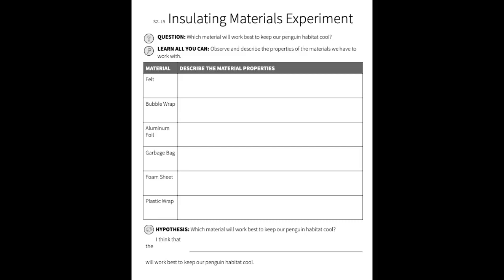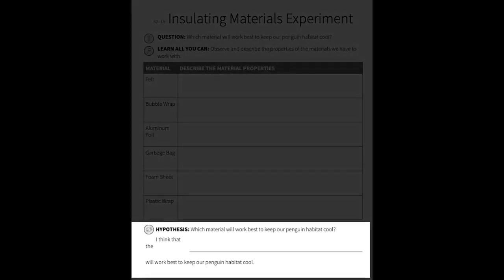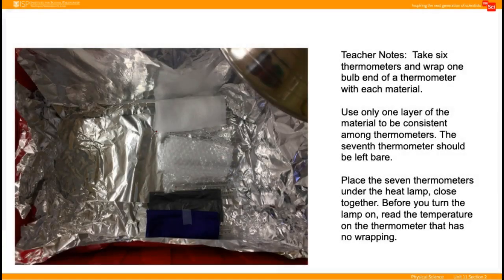After they have seen all the materials, review their observations. Then, ask each group to make a hypothesis to record here. Explain to students that now they are going to try to figure out how to test these materials to see which one will keep the habitat the coolest.